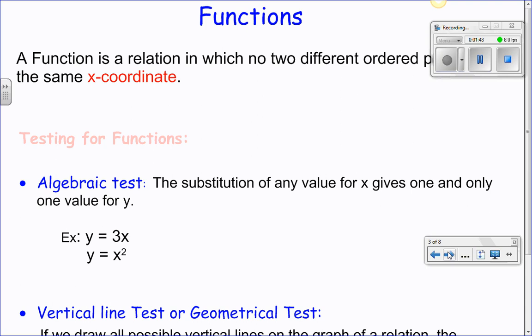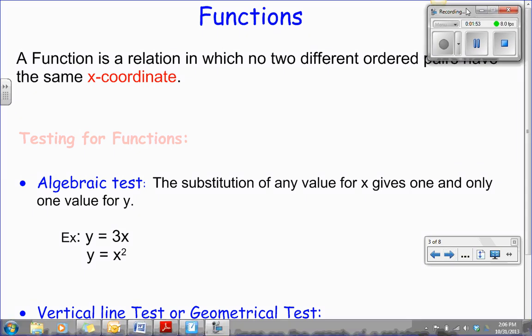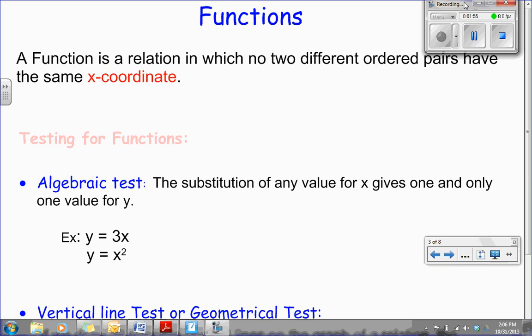So a function is a type of relation in which no two different ordered pairs have the same x-coordinate. Meaning for every x-coordinate, there's just one y-coordinate. So we can't repeat any of our x-coordinates and have different y's. And these are two examples of functions here. And we'll look at the two different tests.